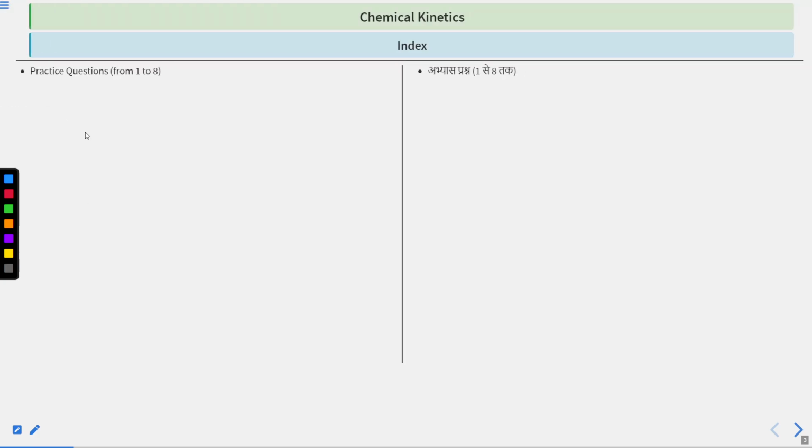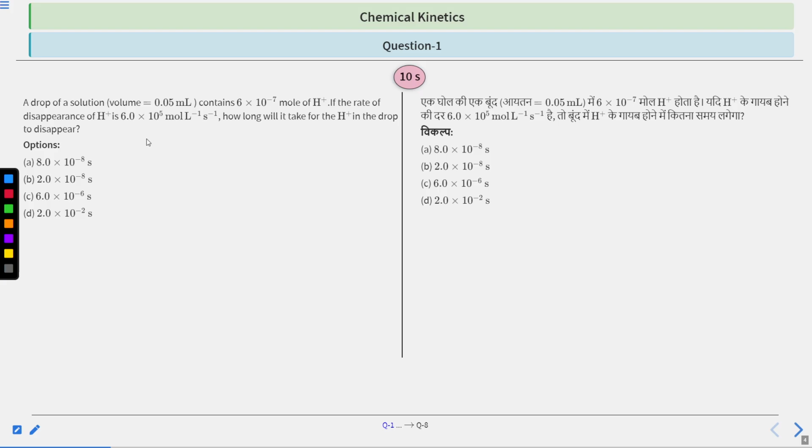So this is the index slide, and today we are going to see some practice questions from question number 1 to question number 8. Let's start with question number 1.